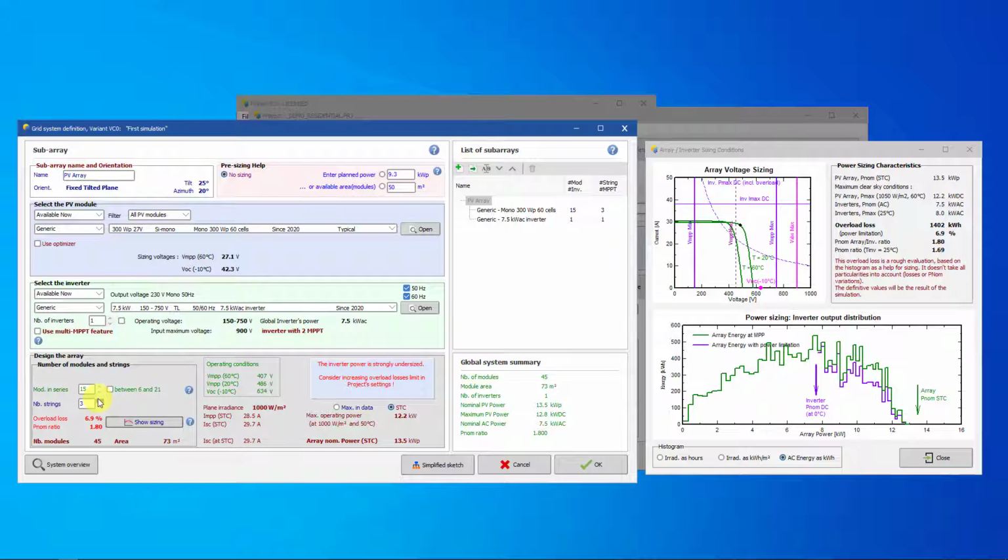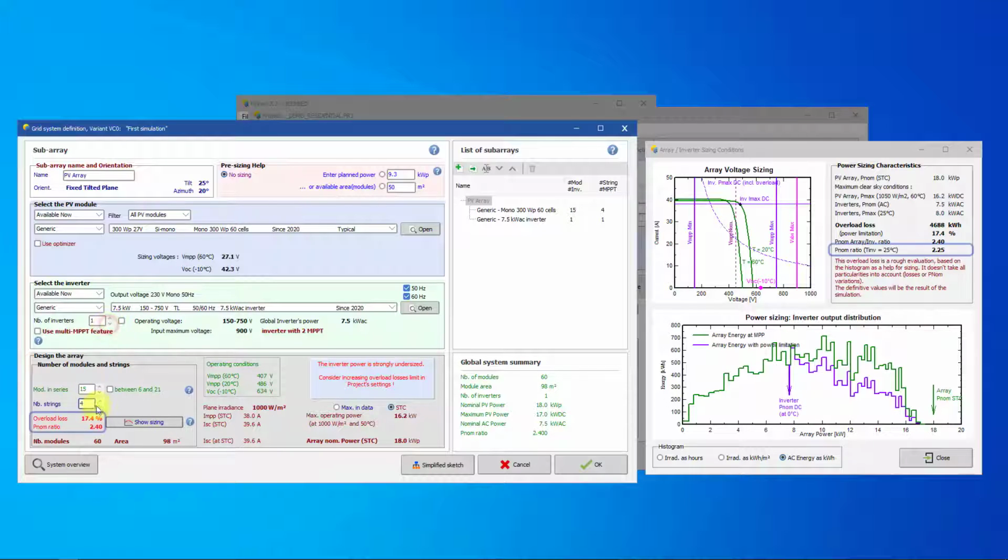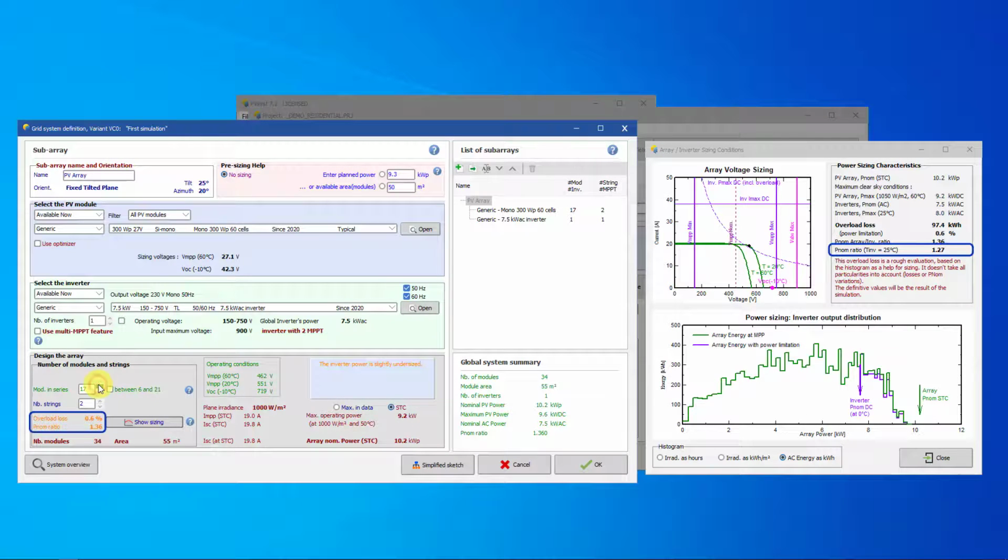As we just showed, you can modify the overload loss by changing the number of modules in series or strings in parallel. However, you can also modify this by changing the number of inverters. An important indicator for the system size is the nominal power, or Pnom ratio. This is often called the DC-AC ratio. Proper sizing corresponding to an overload loss less than 3% usually leads to a Pnom ratio between 1.25 and 1.3.